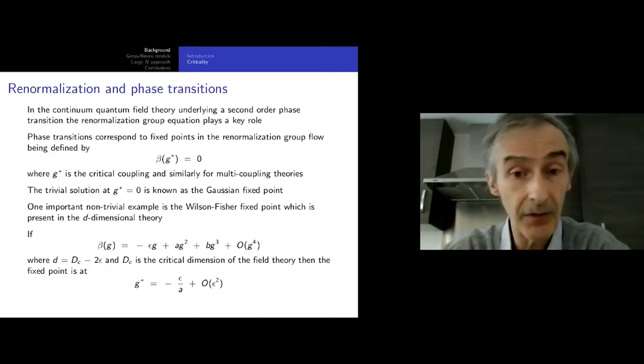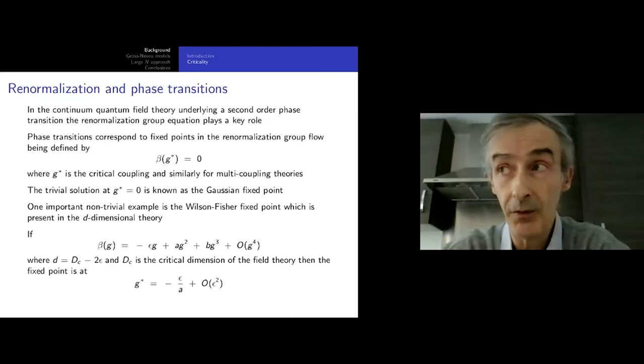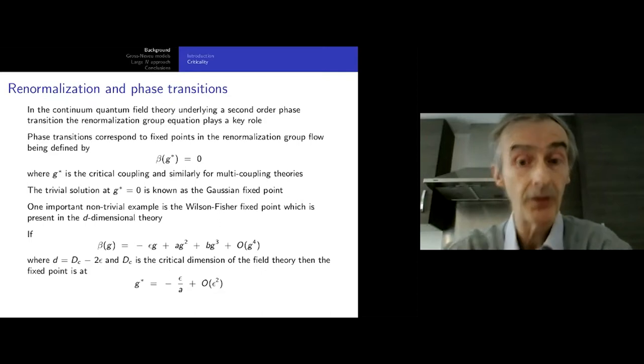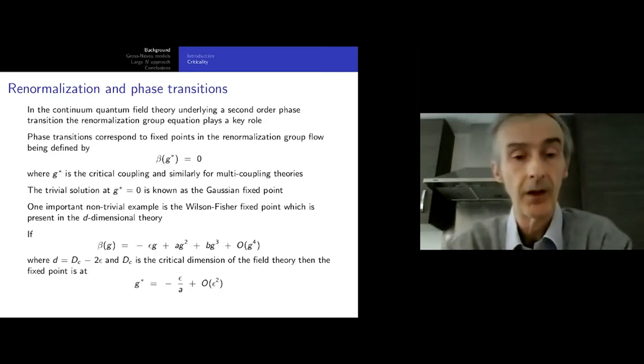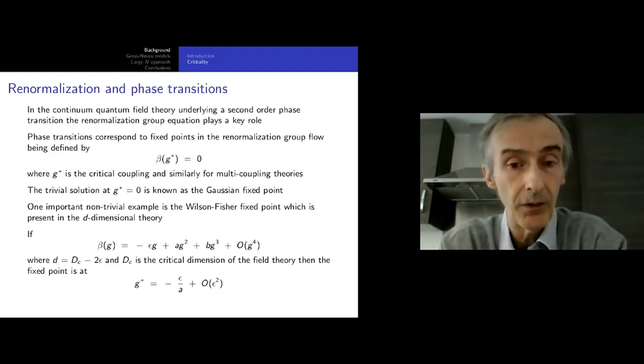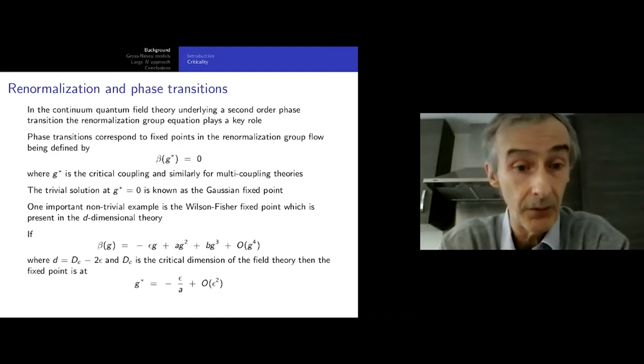There are several types of fixed points. The trivial one at the origin is known as the Gaussian fixed point, and it's the one we typically do perturbation theory around. Coupling constants are small in the neighborhood of the origin, and so we can have a perturbative approximation in that region and get back to the free field theory, which is what the Gaussian fixed point is. However, the more interesting one is the one that derives from the Wilson-Fisher fixed point.